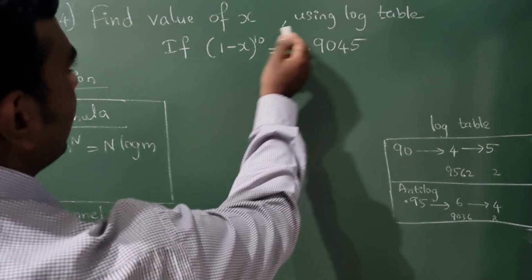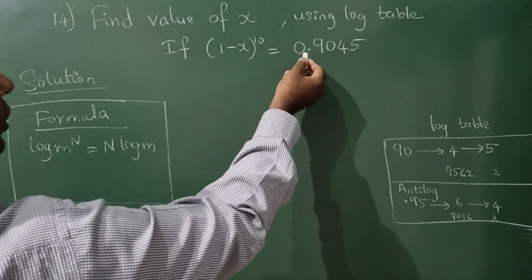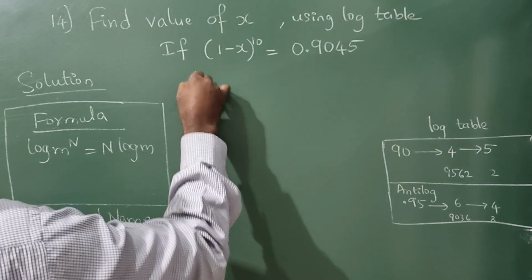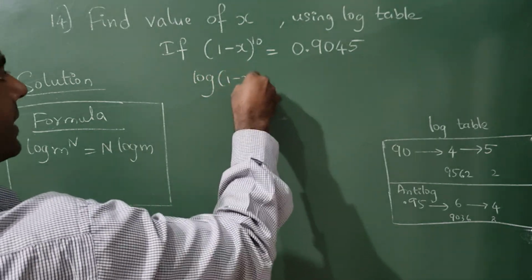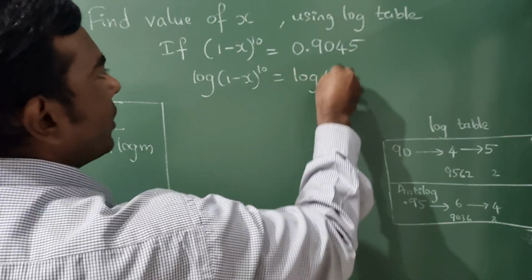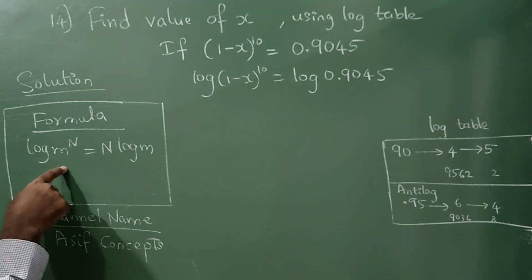Find the value of x using log table. If (1 minus x) raised to 10 is equal to 0.9045, now apply log on both sides. Log of (1 minus x) raised to 10, here also log of 0.9045.